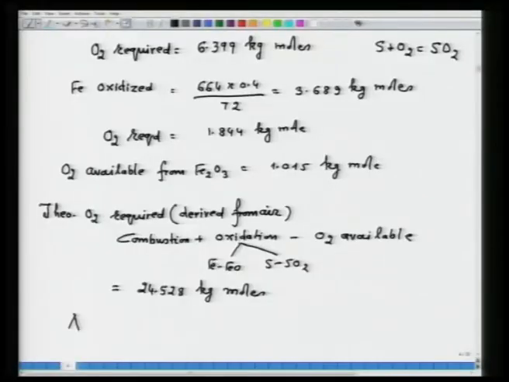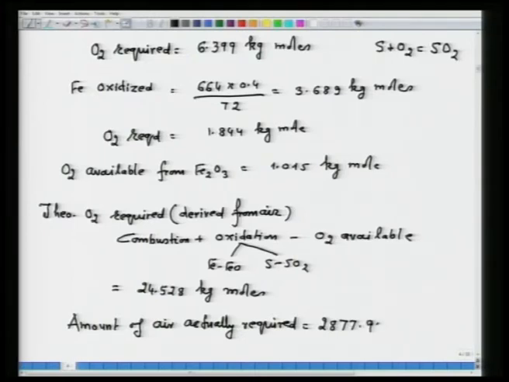So, the amount of air actually required will be equal to 2877.95. So, that is the answer. This is in meter cube. All that you have to do is divide theoretical oxygen by 0.21, multiply by 22.4, and take 10% excess of that. So, you will get this amount of air.